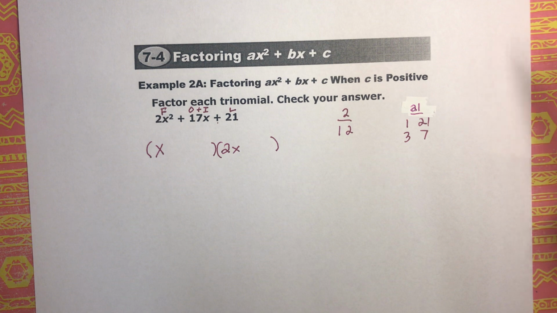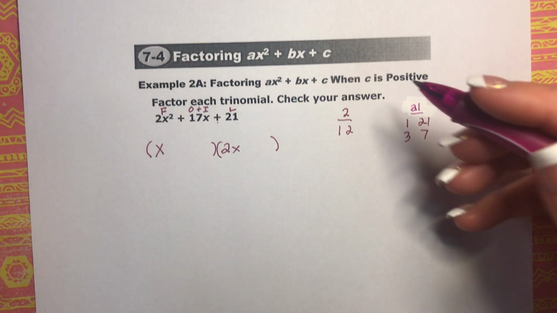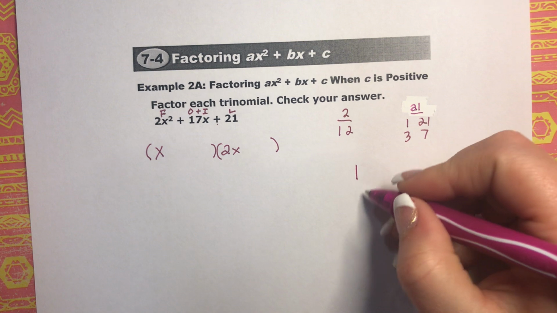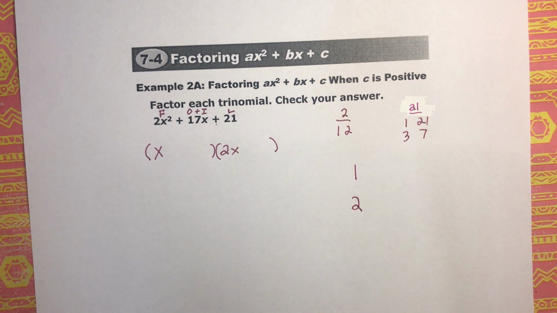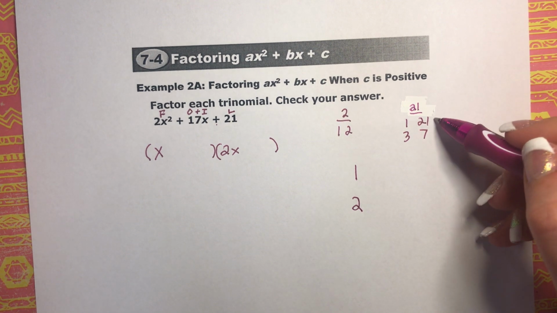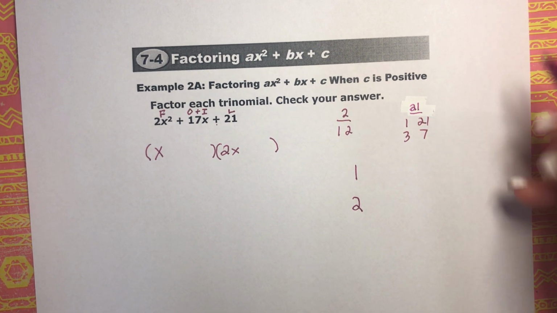What that looks like is, let me show you. We're going to take this 1 and 2, and I like to put this 1 and 2 like this, okay? And I'm just going to show you. So I'm just going to take the first one here, 1 and 21.